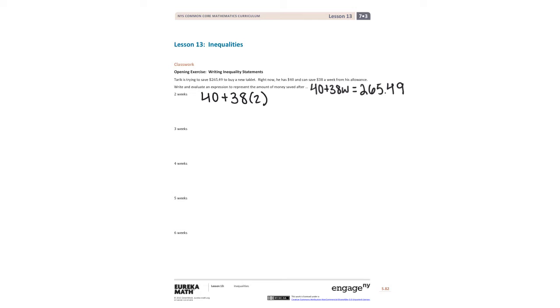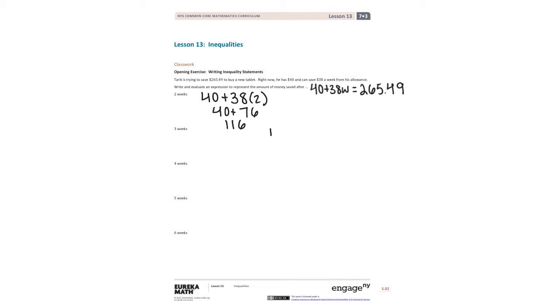And now you're going to take your calculator and calculate 38 times 2. That's going to give us 76. So now we have 40 plus 76. And that's going to give us a value of 116. So he cannot buy his tablet yet. All right, let's look at 3 weeks.